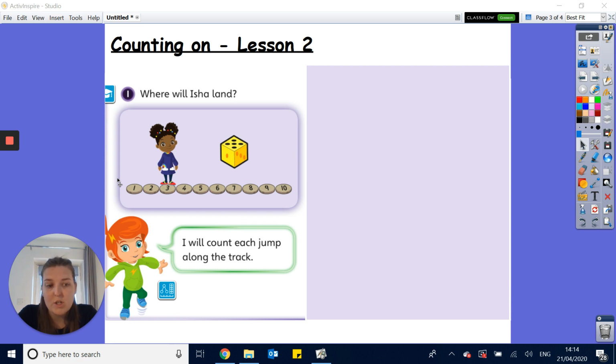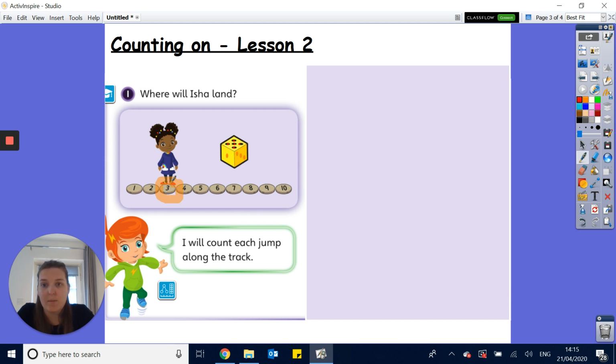So, how many jumps is she going to need to make? What do you think? Let's talk about it together. So, she is starting on the number 3. So that is her first number. Let's highlight that so that we've got it ready. So she started on the number 3. And how many does she need to move? Let's count. So we've got 1, 2, 3, 4, 5. So she needs to make 5 jumps to find out her answer.